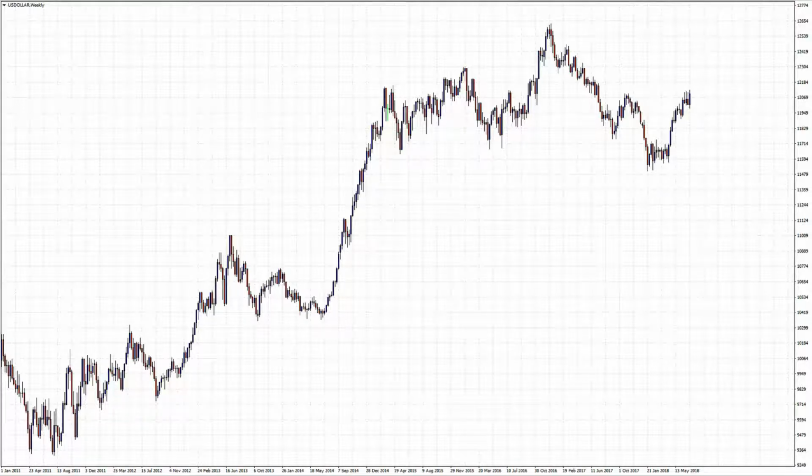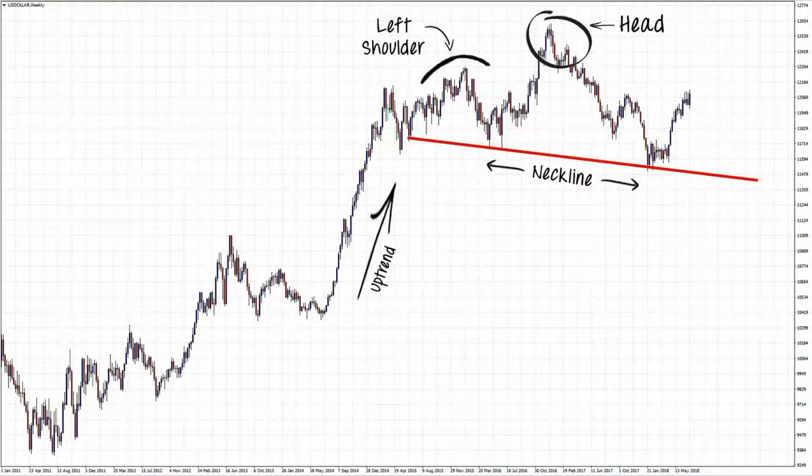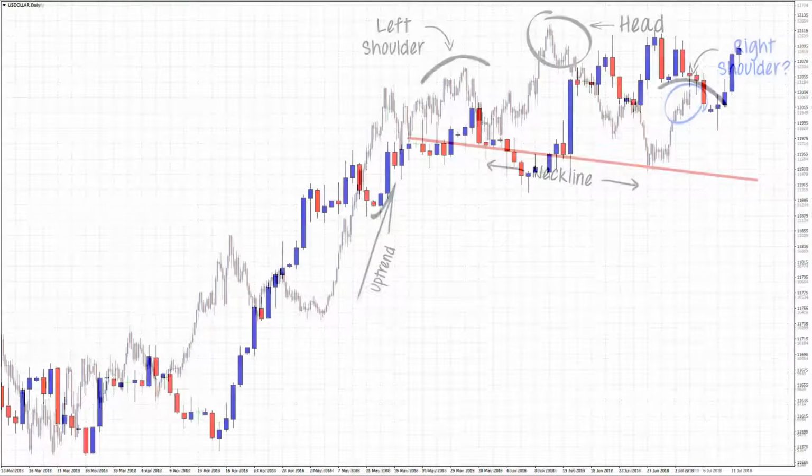Starting with the weekly chart, the index has been in a period of sideways price action since 2015. Looking closer at this price action, we've noticed the formation of a potential head and shoulders pattern developing on this chart. Focusing on this potential right shoulder area, it's on the daily chart that price action becomes clearer.